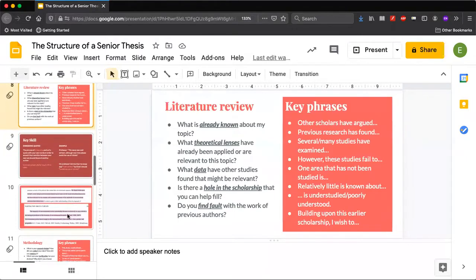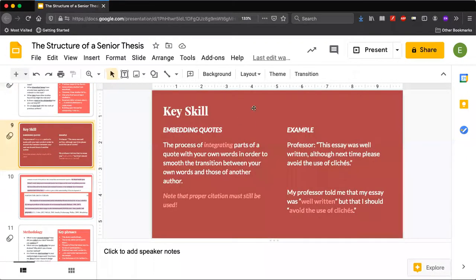All right. So at this point, another key skill that I wanted to bring up is embedding quotes. So this is not a grammar point, but it is a writing skill that I think will go a long way towards making your writing feel smoother, towards making your writing less clunky when you use quotes, and in general, towards making your thesis seem more sophisticated. So what is embedding quotes? Embedding quotes is the process of integrating parts of a quote with your own words in order to smooth the transition between your own words and those of another author.